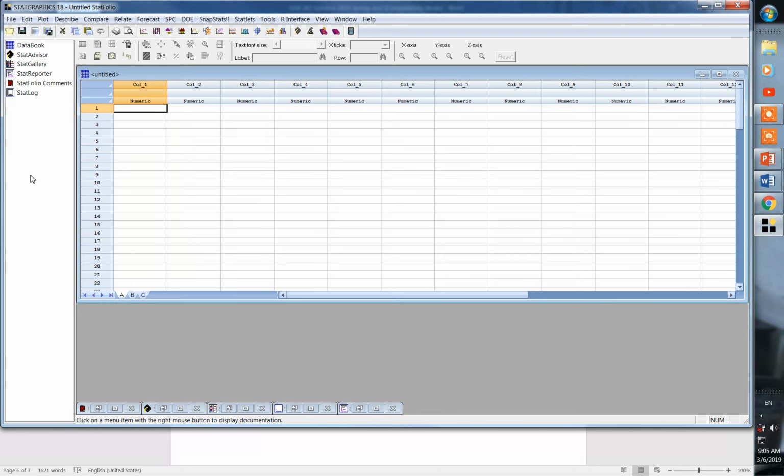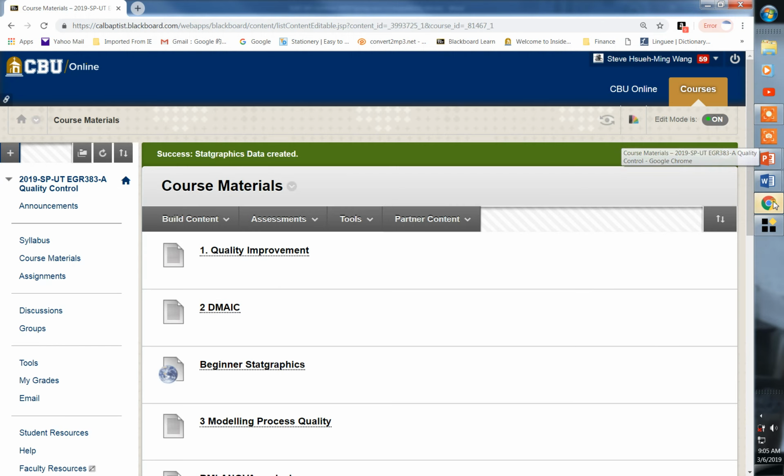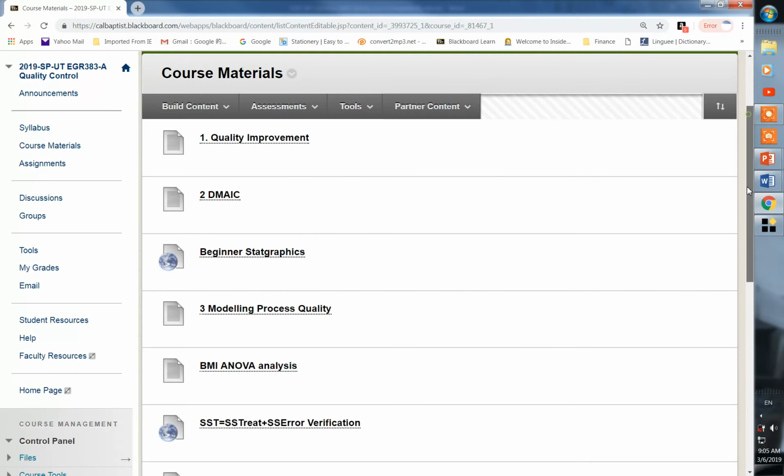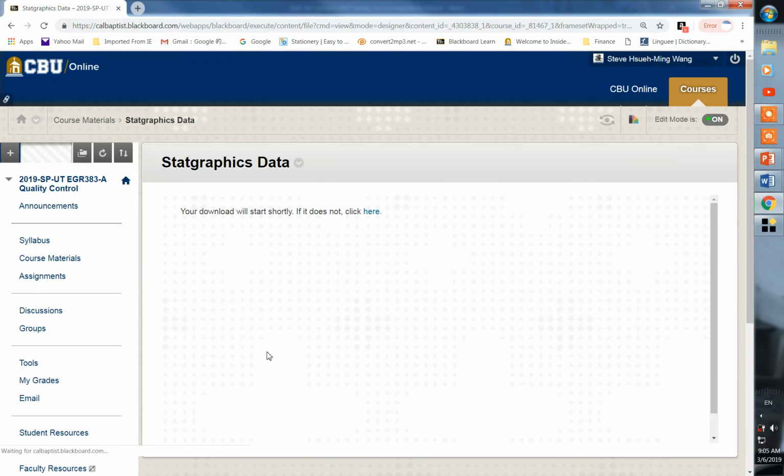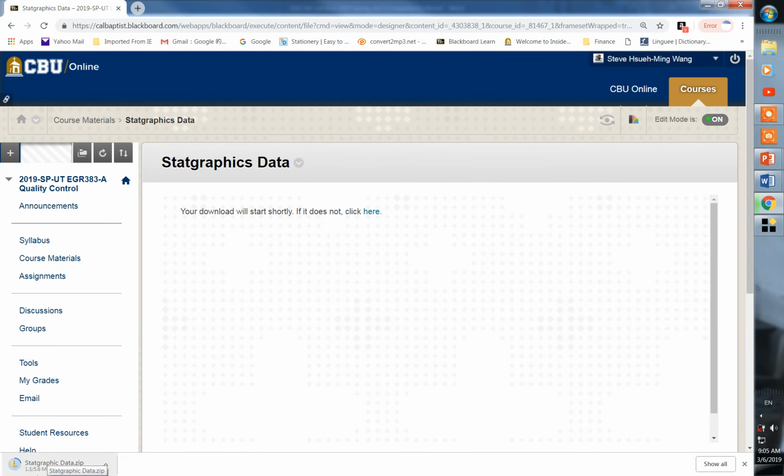Statgraphics. So first step, I already posted the Statgraphics data on Blackboard, and you can find it; it's called Statgraphics data. When you double click that, you will find this is a very big file, about 5.6 megabytes, and then you can open the files. And then if you cannot find a database from the computers in our classroom.